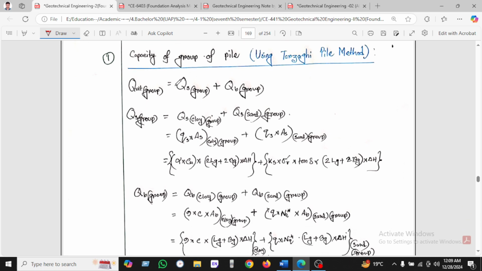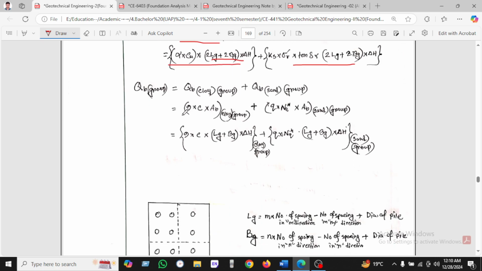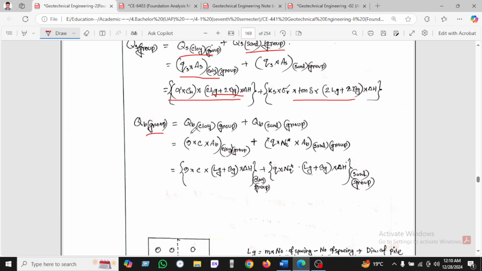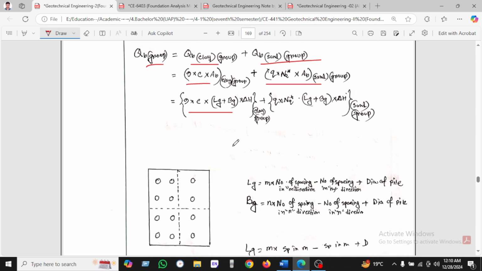Here is another capacity of group pile using the Terzaghi method. We can see the group skin friction and the end bearing of the group, for clay and sand. Using this formula, 2(Lg+Bg) plus delta Cn for skin friction. For end bearing, we can see clay and sand: for clay, and for sand using this 9C Lg Bg into 9C.